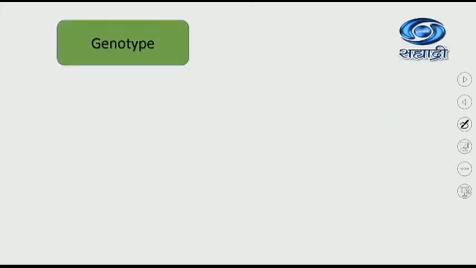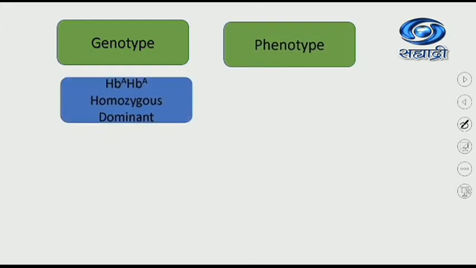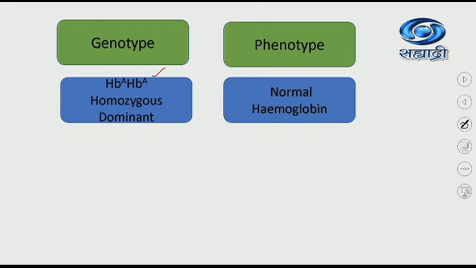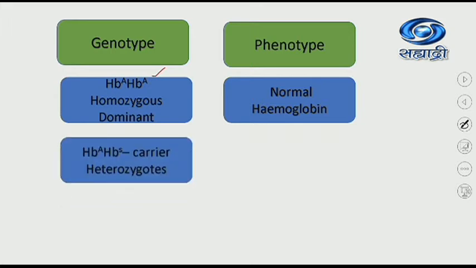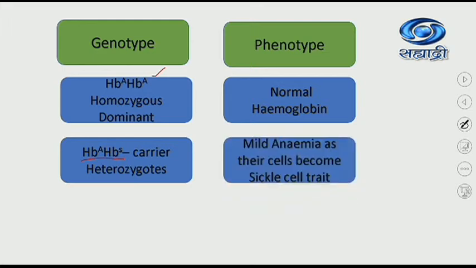Now let us see how it is inherited, what are the genotypes and what are the phenotypes. Suppose the genotype is HbA HbA, which is homozygous dominant, then the person will have normal hemoglobin. Hb stands for hemoglobin. The person will not have sickle cell anemia and will lead a normal life. But if the person has HbA HbS in heterozygous condition, this person is a carrier for sickle cell anemia. This person will have a mild anemic condition because their cells show the sickle cell trait. Of course, but this person does not die.